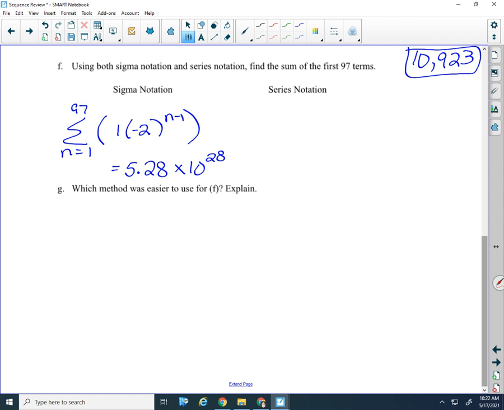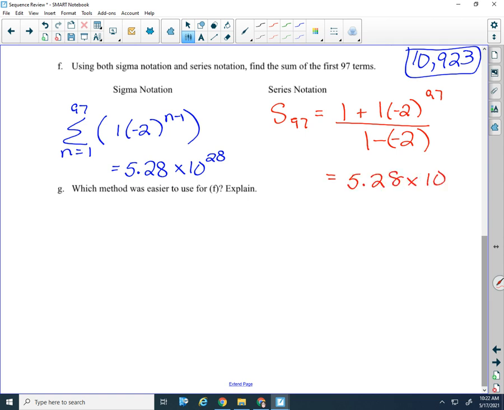So now for series notation, 97, so a sub 1 plus a sub 1 multiply rate to the 97th term over 1 minus r. And when you put that in, you get the exact same answer. It's a big old number.